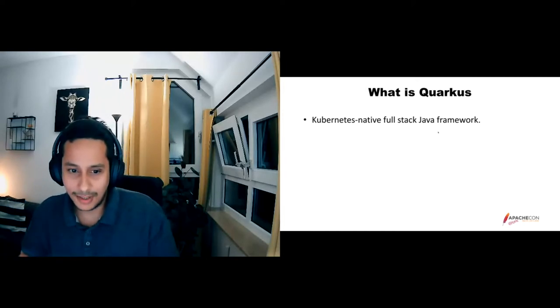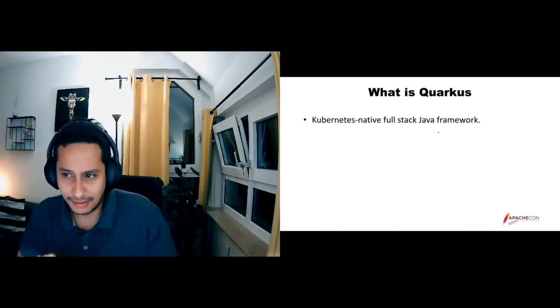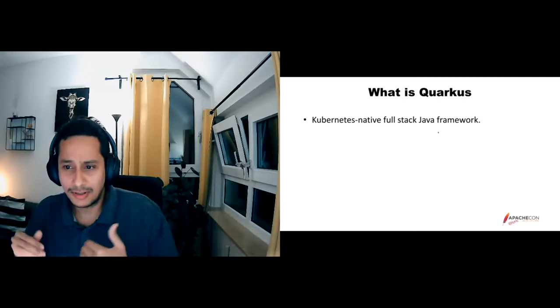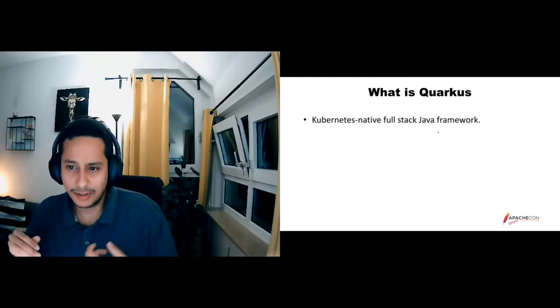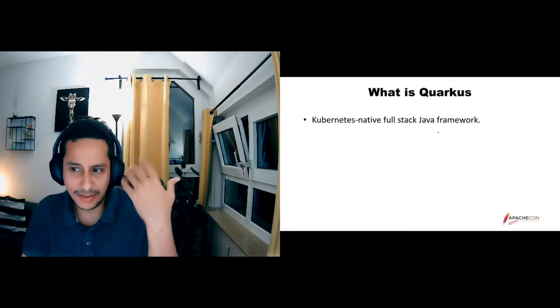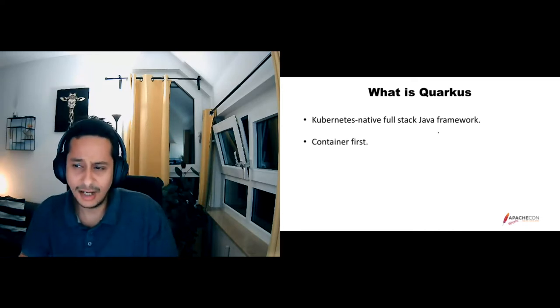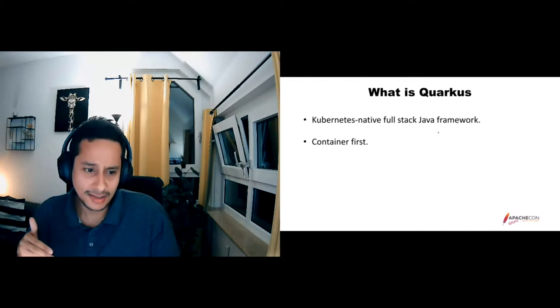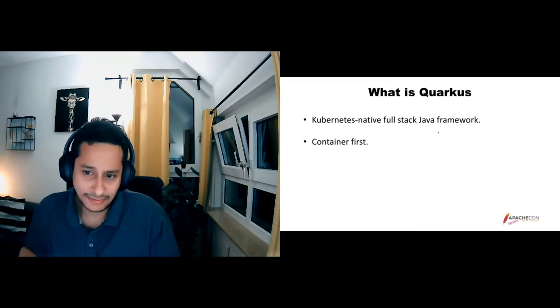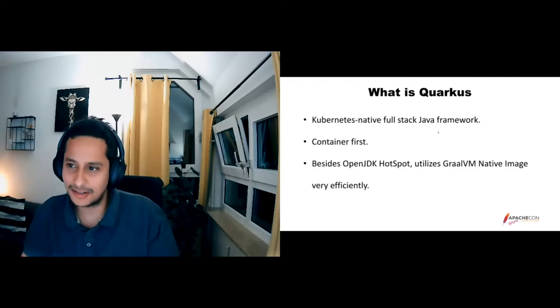But from the beginning, it was meant to be targeting Kubernetes. It was meant to be in the cloud. It was targeting software for our cloud native world, with a very light framework, with very light Java that runs in containers or whatever. And because of that, as I explained, it is container first, because it is actually Kubernetes native. The container is the first class citizen here in Quarkus.